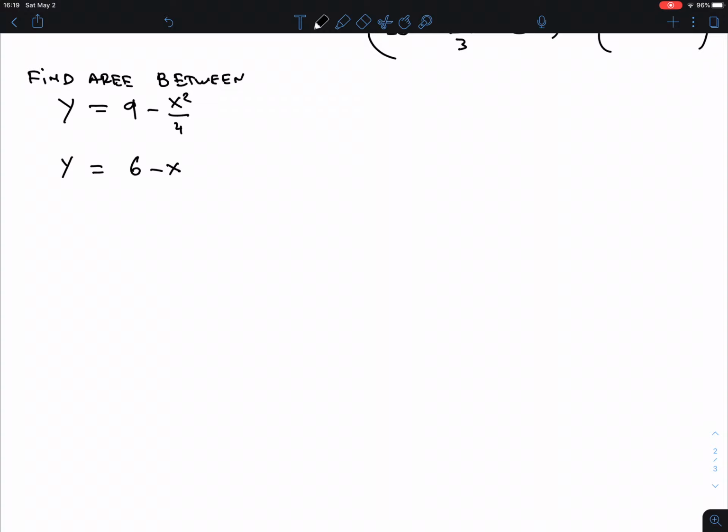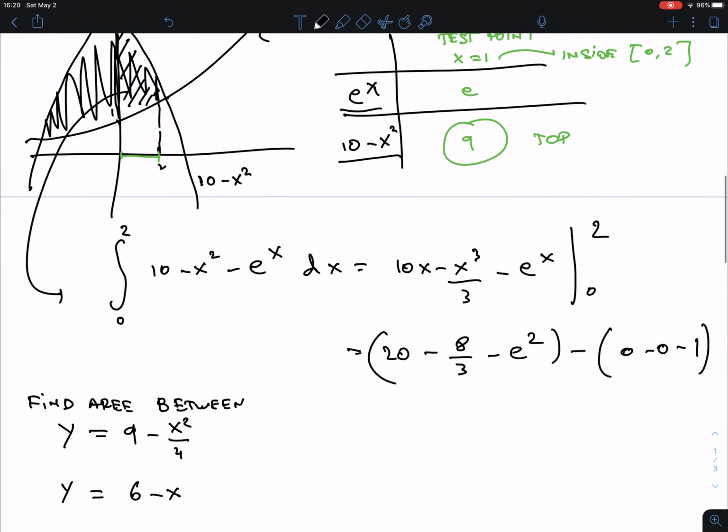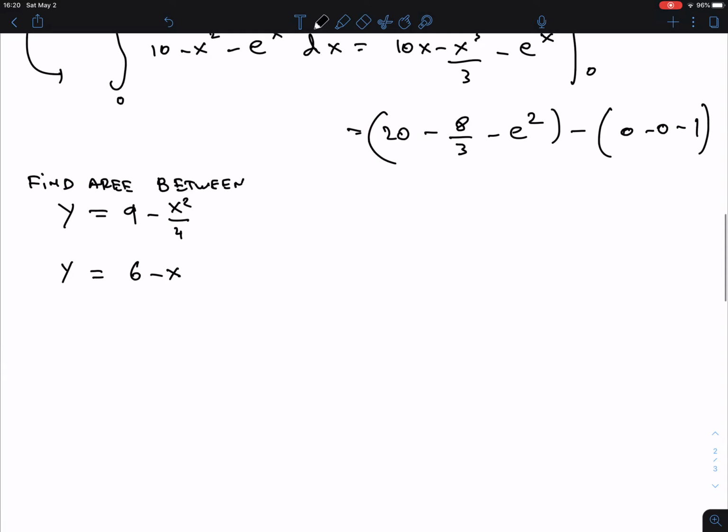Now notice there's no interval anymore. The difference from the earlier question, find the area on the interval between these two curves, is that here we are just given two curves. So the way it's normally formulated, and I'm going to formulate it slightly better, is find the area bounded by these two equations.